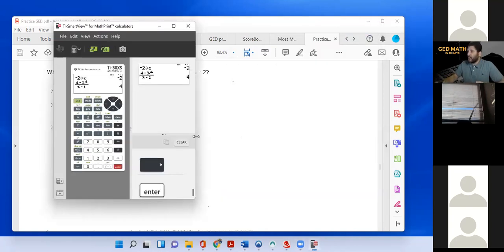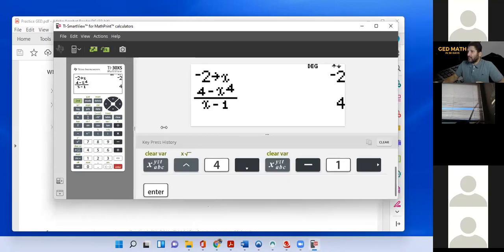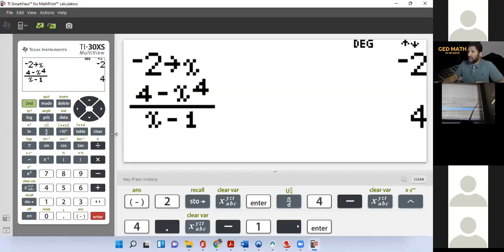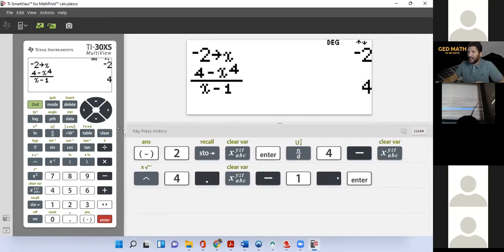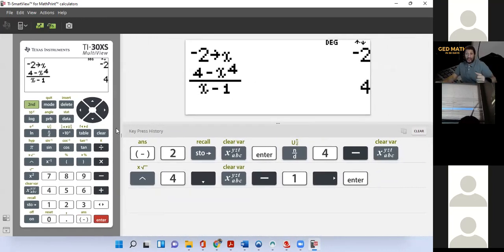Okay, so let me show you real quick. Let me maximize it, let me make this a little bigger, so we can see it. So if you go back and watch the video, you'll be able to see exactly how I did it. If you have the calculator, or if you have the software for the calculator, you'll be able to see exactly how I did it. Okay.